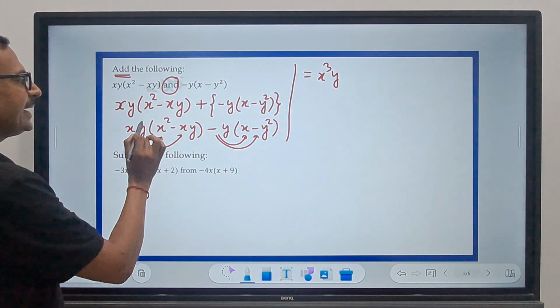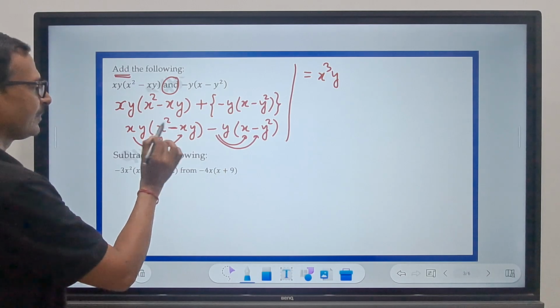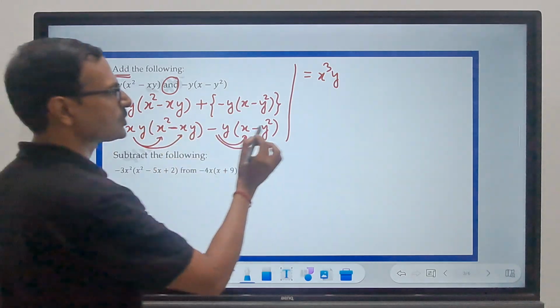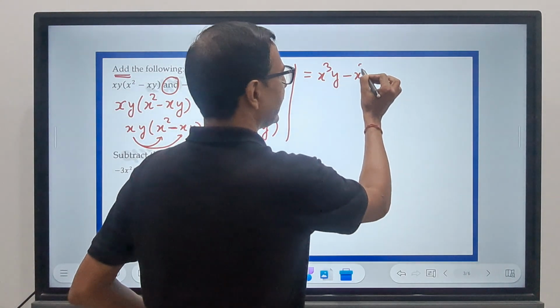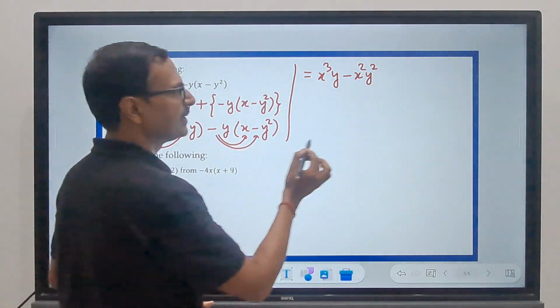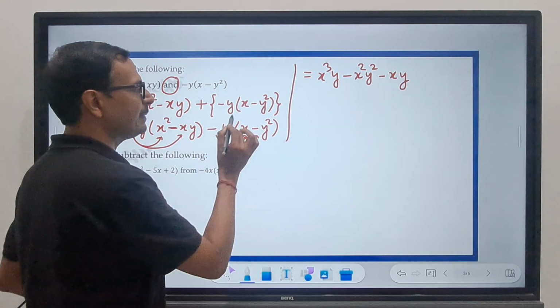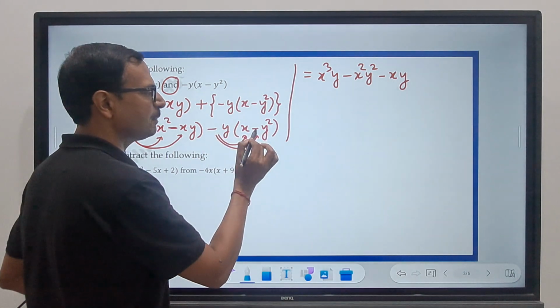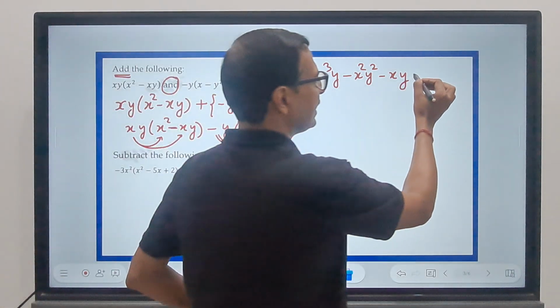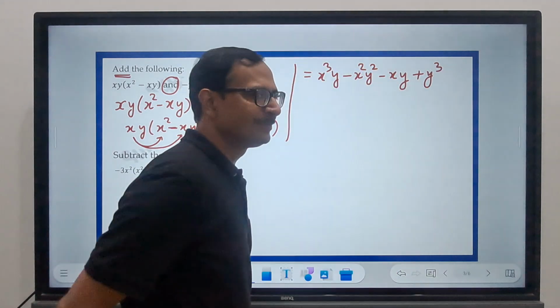Likewise, xy times minus xy. Mind you, this minus sign will also be taken with this. xy times minus xy is minus x square y square. Then minus y times x is minus xy. And minus y times minus y square, minus minus plus, and y cube. So plus y cube.